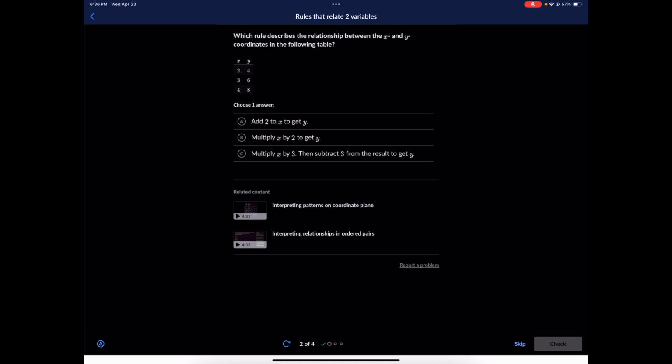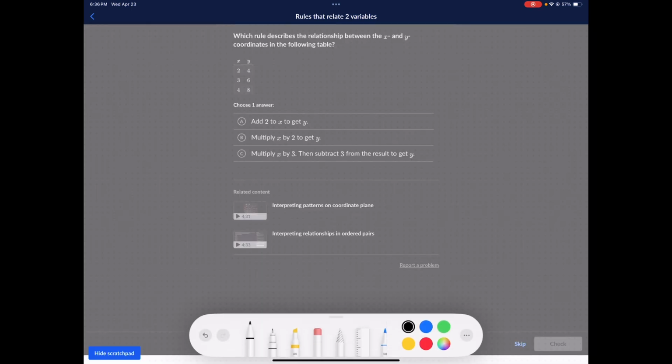Which rule describes the relationship between the x and y coordinates in the following table? Okay, let's see what we got here. Do we have anything? Well, let's try out some of these rules. Choice A, add 2 to x to get y. So this is x plus 2 equals y. This can also be 2 plus x equals y. For the purpose of the tutorial, I will write it as that.